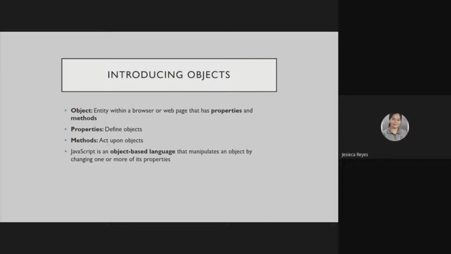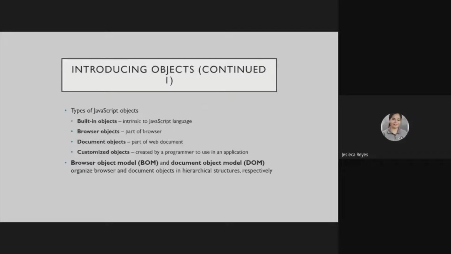And JavaScript is an object-based language. So that is why we'll be using objects. Okay. JavaScript is an object-based language that manipulates an object by changing one or more of its properties.